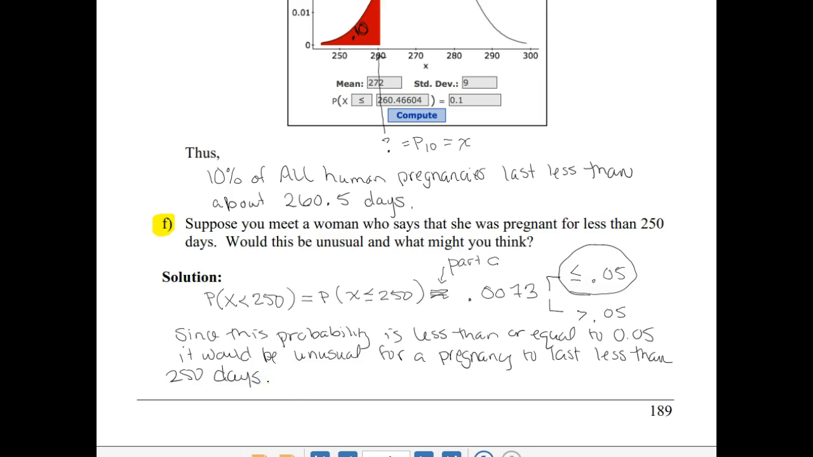That's not to say that she couldn't have had a pregnancy that lasted less than 250 days, because this probability tells us that about 7 out of every 1,000 pregnancies do go less than 250 days. So it could be that the baby was born premature, too early, so that's why it was less than 250, or maybe she is mistaken about when she got pregnant.